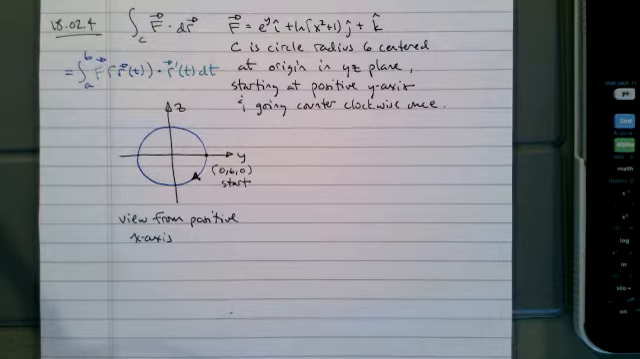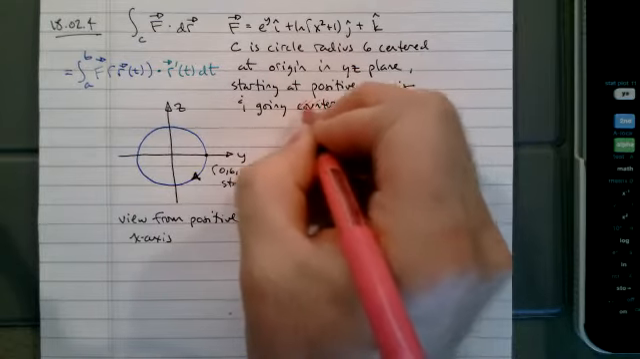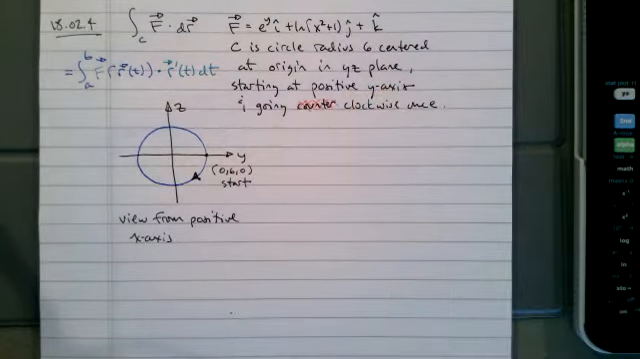No, it's traveling clockwise. My mistake. I'm so used to everything going counterclockwise. I just kind of automatically wrote that. So, it's going clockwise, going around once.